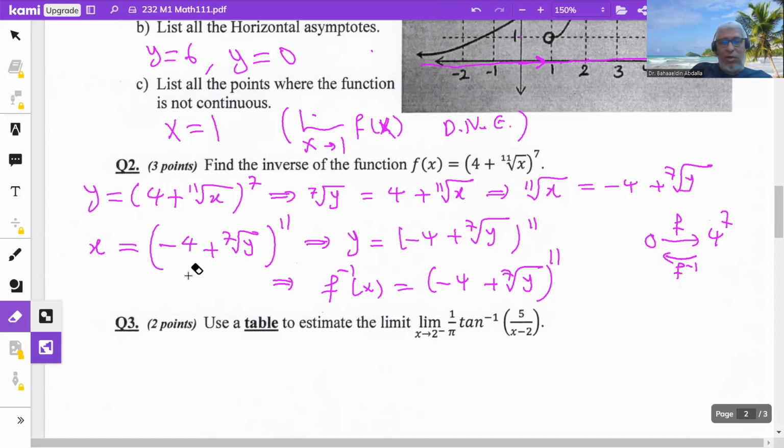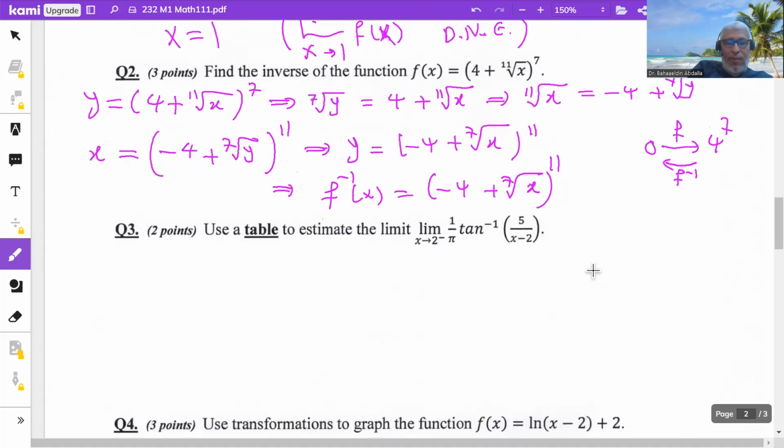So if you write f inverse of x, and here also I did not replace, this should be x, because I interchanged x and y, and also in the final step here, this should be x. So if I replace x by 4 to the power 7, I'll have the 7th root of 4 to the power 7. They cancel each other and I get 4. 4 minus 4 is 0. 0 to the power 11 is 0. So in fact, my answer is correct.